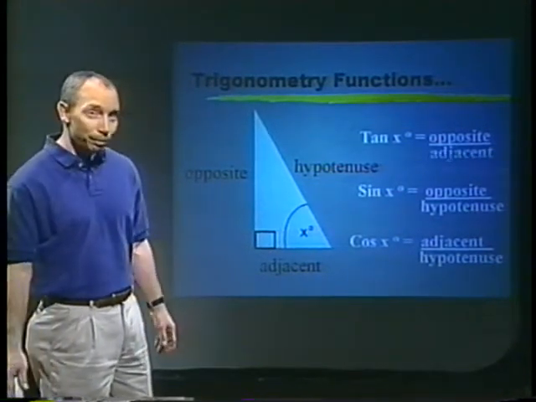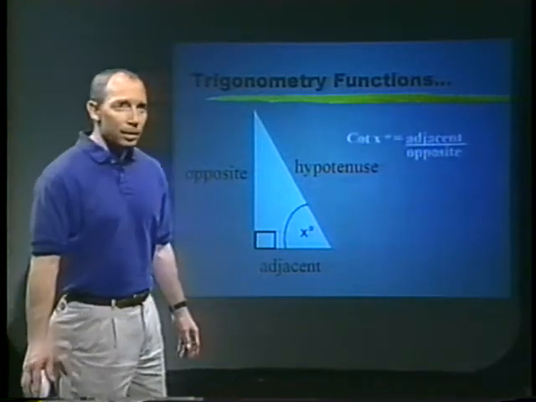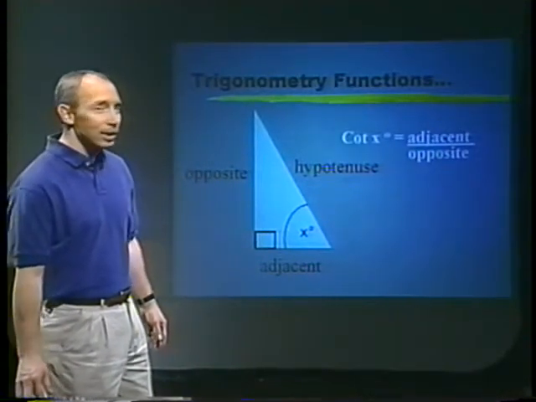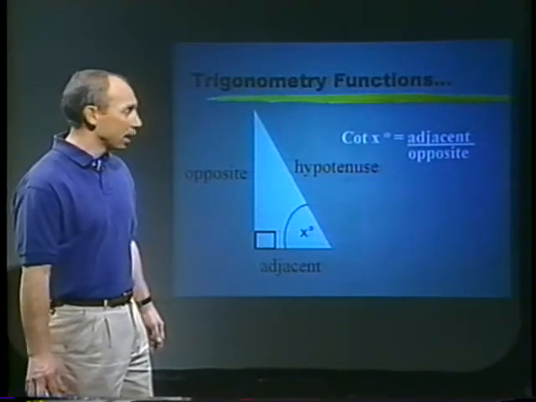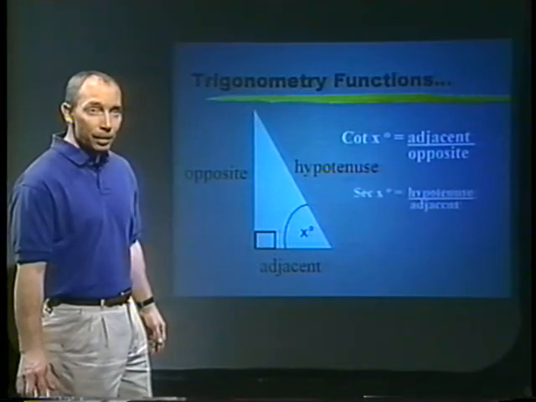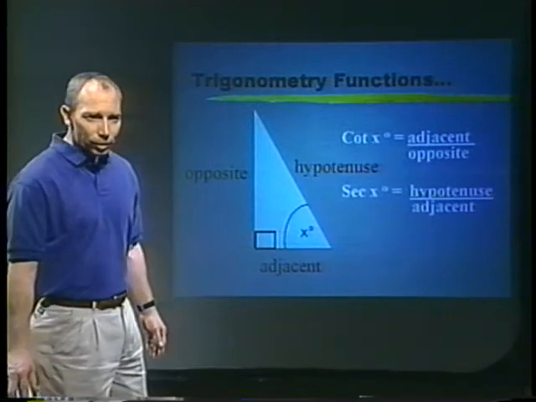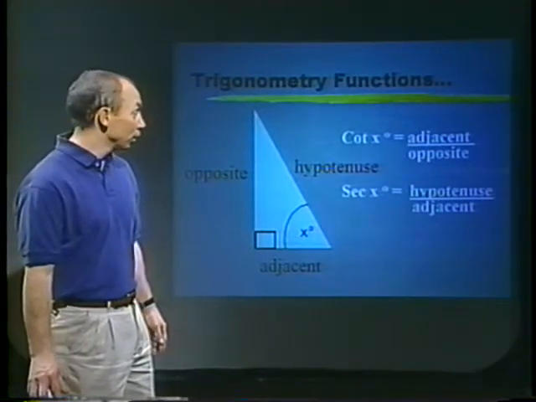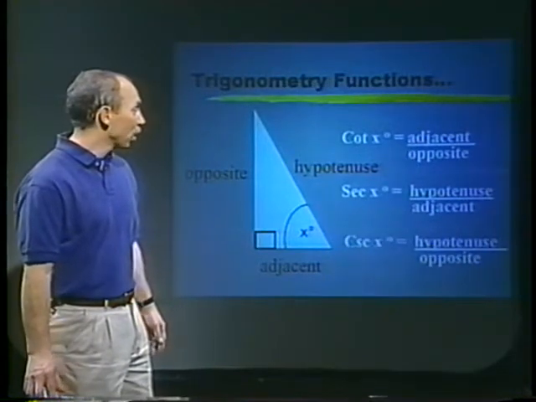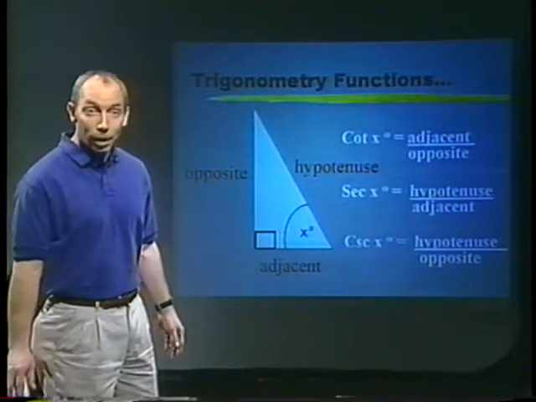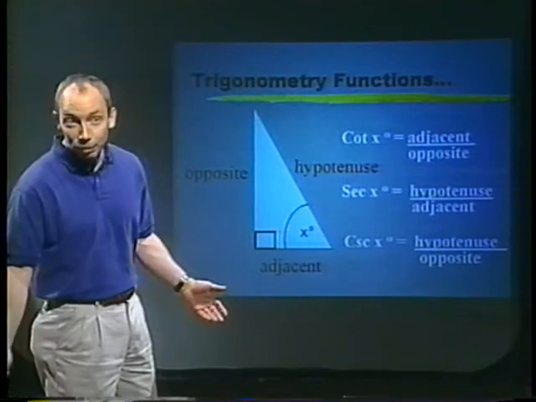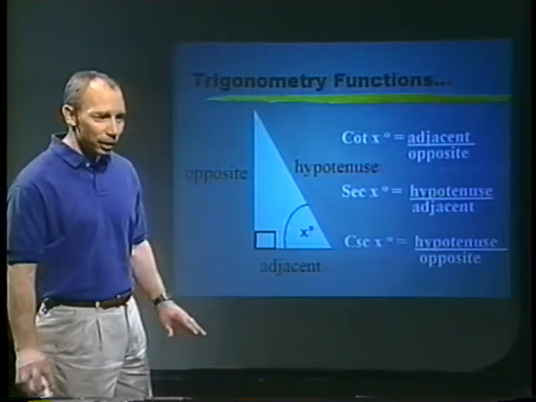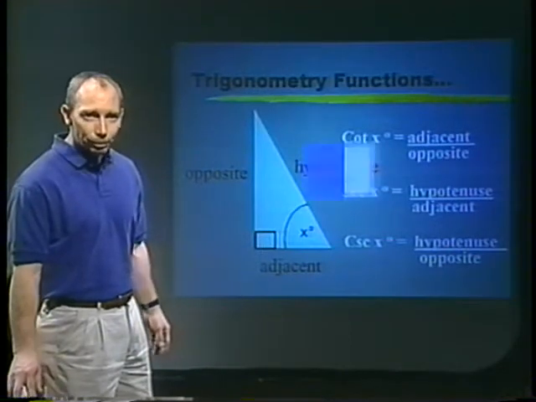Now, those are three of them. What about the other ones? The cotangent, not the cot, the cotangent is the adjacent leg divided by the opposite leg. The secant, spelled SEC of an angle, is the hypotenuse divided by the adjacent. And the cosecant is the hypotenuse divided by the opposite. Now that covers every possible thing that can happen. Okay? So those are the things you'll have to memorize, you know, throughout the whole course.